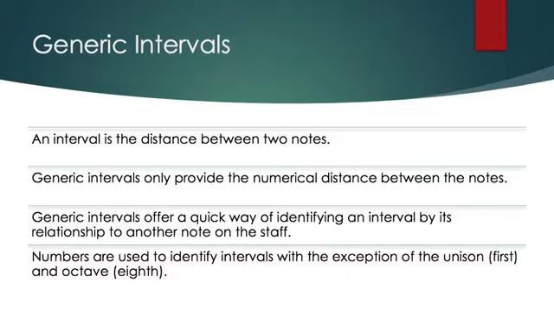Numbers are used to identify intervals with the exception of the unison and octave. And what that means is if you have a unison, it's still going to be the number 1. You're still going to write P1 for perfect unison. But we don't call it a perfect 1 or a perfect first. We don't call it a perfect 8 or a perfect 8th. We call it a perfect unison or a perfect octave. That's all that's trying to tell you right there. And I'm going to remind you of that again when I talk specifically about how to calculate your perfect intervals. But for now, let's concentrate on the generic.